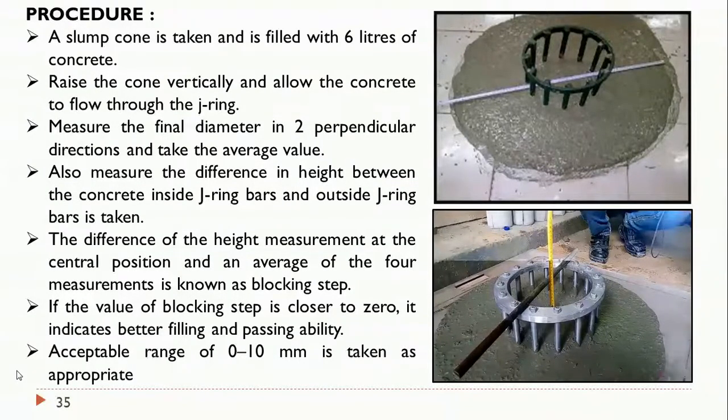As already told, it measures the filling ability, because we measure the flow, and it also measures the passing ability, because we measure how the concrete flows through those reinforcement bars. If the height inside the J ring and outside the J ring is the same, then the difference in height is 0. Then we can say it has good flowable property, and even if there is any reinforcement blockage on site, it has good passing ability. So the acceptable range for this is 0 to 10 mm.